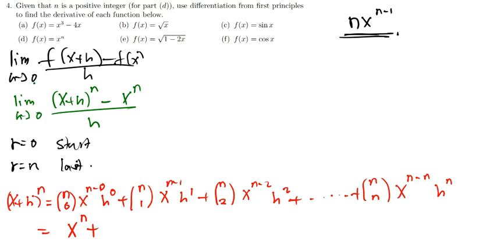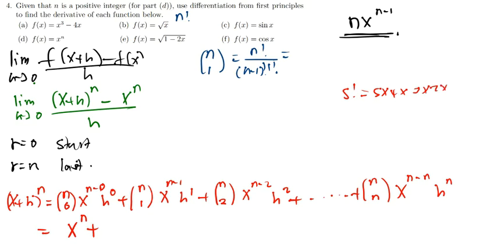So the next one is n choose 1, which is going to be n factorial divided by n minus 1 factorial times 1 factorial. For me to cancel the factorial, let me start with 5. If I have 5 factorial, it's the same as 5 times 4 times 3 times 2 times 1. So as you can see, n factorial keeps on reducing.